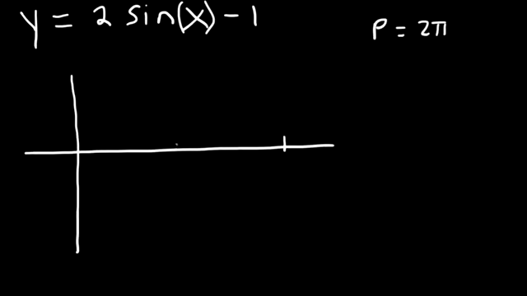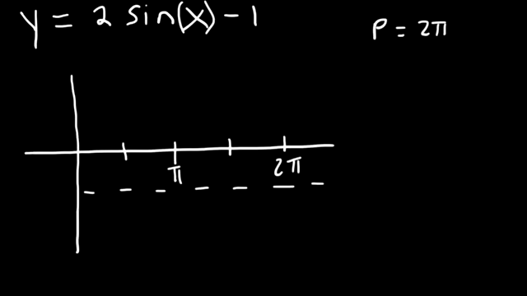So let's plot our 4 points, which are going to be the same as the last example. The first one is going to be pi over 2, and then pi. The next one is 3 pi over 2, and the last one is 2 pi. Now, we have a vertical shift of -1. So therefore, let's draw a line at -1.